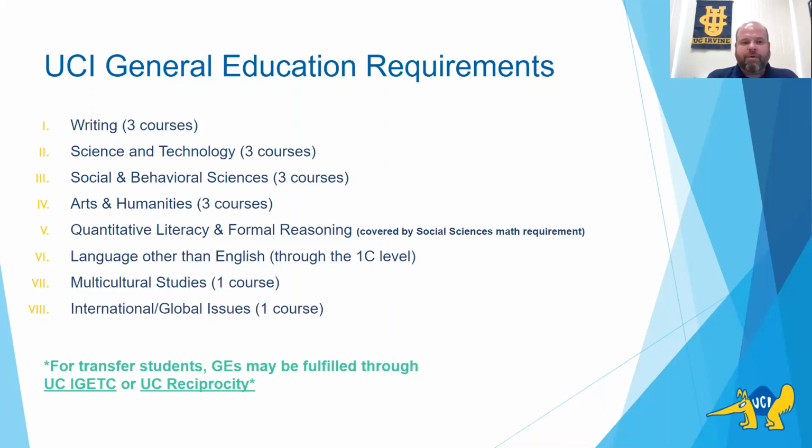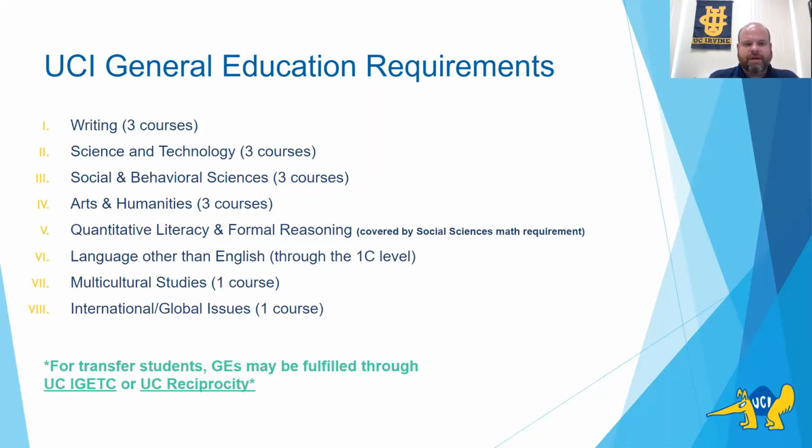Then we move down to category 4, and that's arts and humanities. And again, that's 3 classes as well. Now, these courses would be like African American studies, art history, dance, drama, history classes. So that gives you some sample courses within this area. Then we move down to category 5, which is quantitative literacy and formal reasoning, which in the School of Social Sciences is covered by our math requirement that I'm going to talk about in a couple of slides.